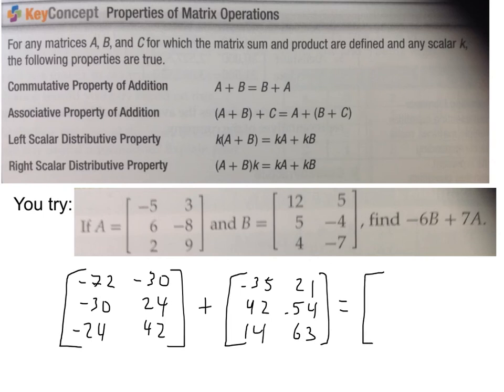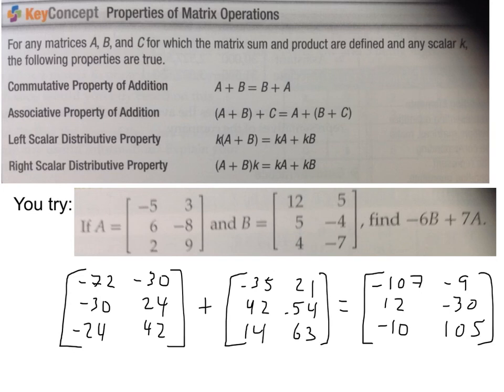Alright, let's see here. Negative 72 plus negative 35 is negative 107. Negative 30 plus 21 is negative 9. Negative 30 and 42 is 12. 24 plus negative 54 is negative 30. Negative 24 and 14 is negative 10. 42 and 63 is 105. Okay, check my work, make sure I didn't make any mistakes, and bring in any questions.